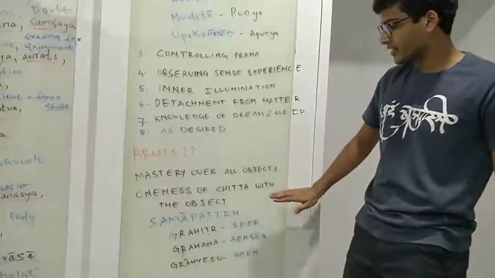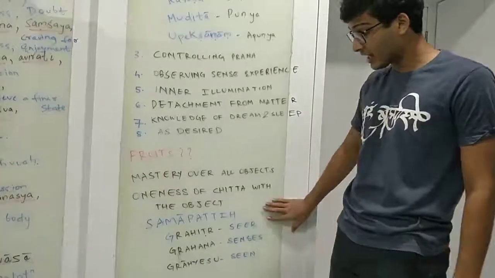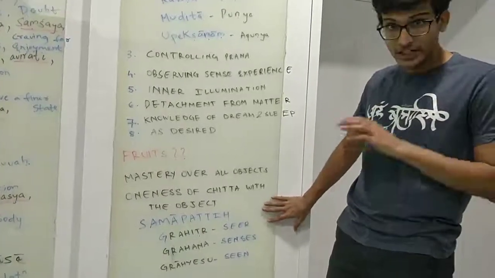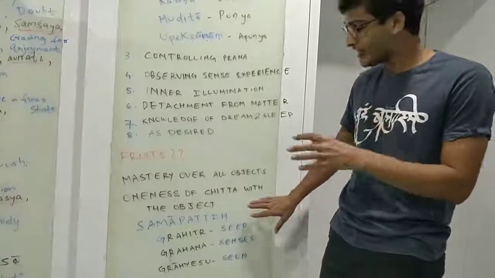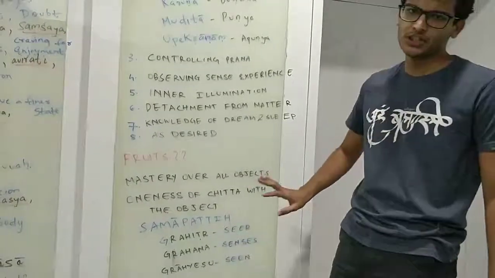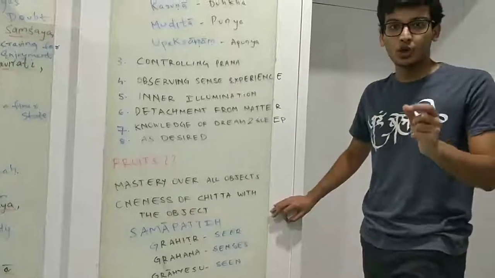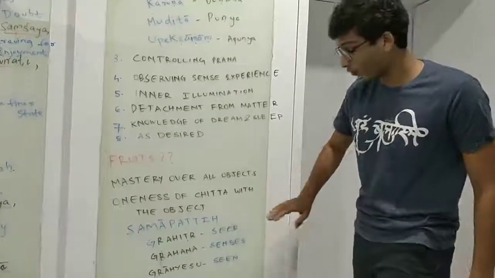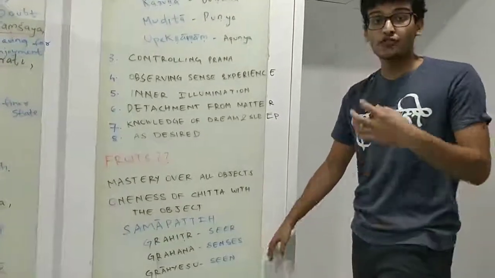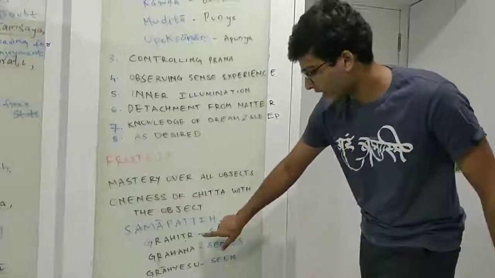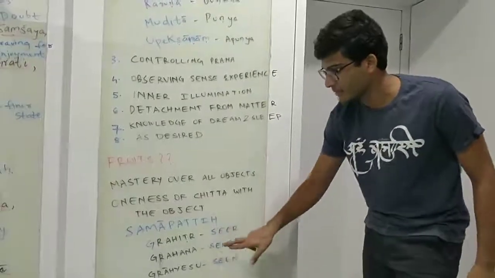Here Patanjali gives the definition of Samapatti. Again, this sutra is a little difficult to memorize, so you don't need to go into it. You just need to remember these three terms which are very important, and the definition of Samapatti or complete absorption. Complete absorption of the seer with the seen, of the object with the subject. The grahitri, grahana, grahyeshu entirely become one.